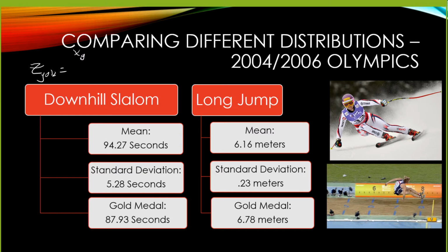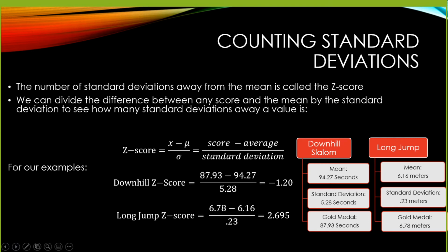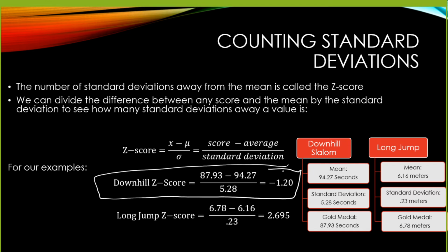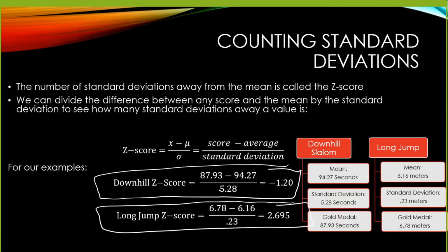So for instance, for the downhill slalom, our z-score for the gold medalist would be the score of the gold medalist minus the average in that sport divided by the standard deviation in that sport. In this case, for the downhill slalom, it would be 87.93 minus 94.27 divided by 5.28. Which, if we do, gives us our z-scores. Our downhill slalom was 1.2 standard deviations below average. But our long jump score was 2.7 standard deviations above average, roughly.